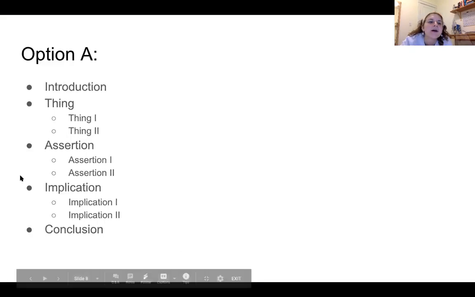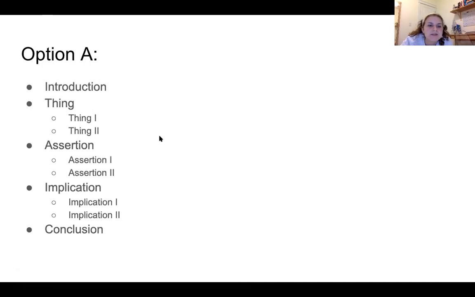Okay, now we're going to talk about the info specific outlines. There are two. The first is thing, assertion, implication, and obviously introduction and conclusion. So thing is like your topic kind of expanded.